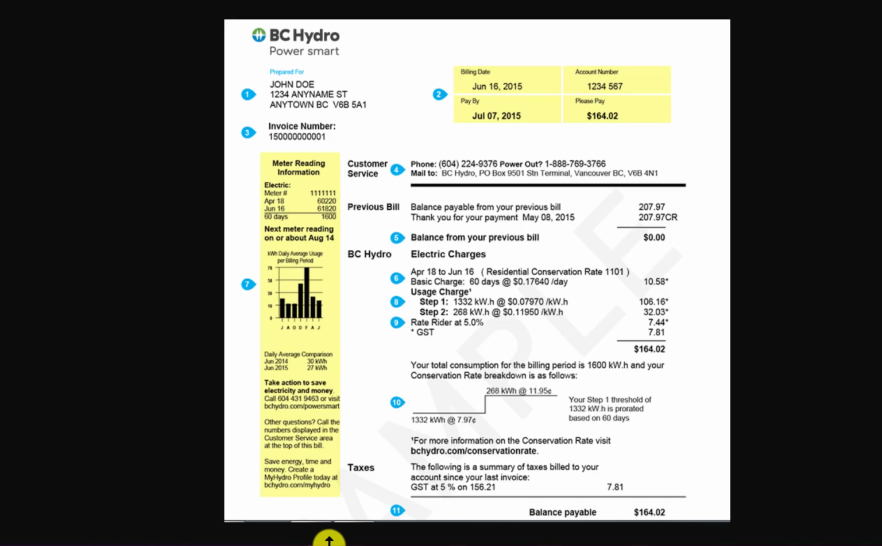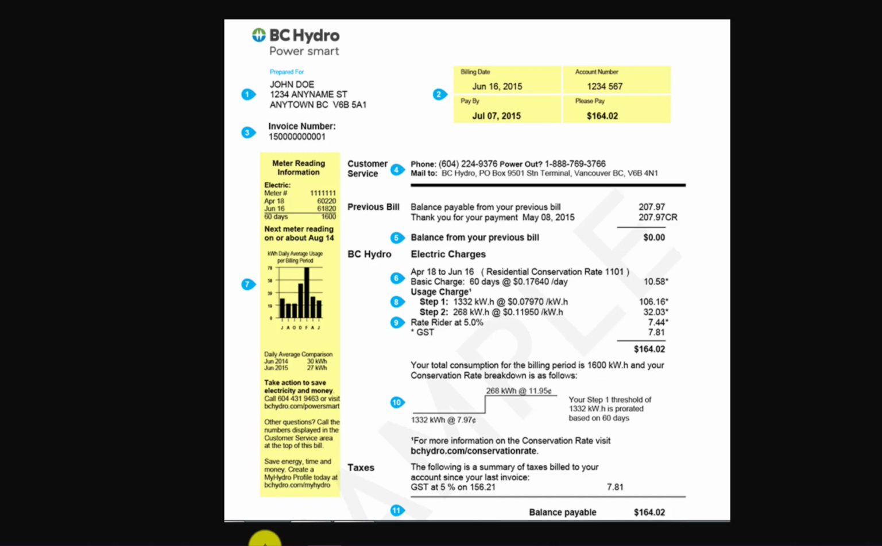BC Hydro sells 1,332 kWh. That's what they're selling, kilowatt hours. And they're selling it at 7.9 cents, about 8 cents a kilowatt hour. So they're selling you this product at about 8 cents per kilowatt hour. But what is a kilowatt hour? Well, first of all, is BC Hydro a power company or an energy company? Because we now know energy and power are different. It says BC Hydro is power smart.